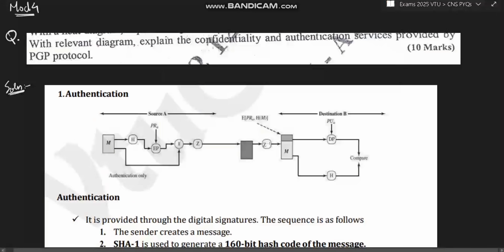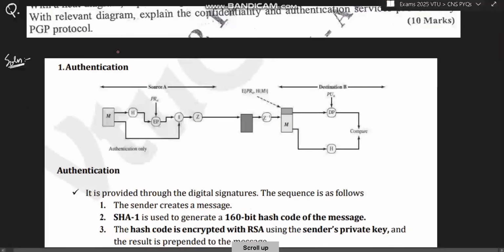Moving on to module 4, we have the first question, which is about the PGP protocol. Okay, you have to explain confidentiality and authentication services provided by the PGP protocol. So we'll be seeing two things here.